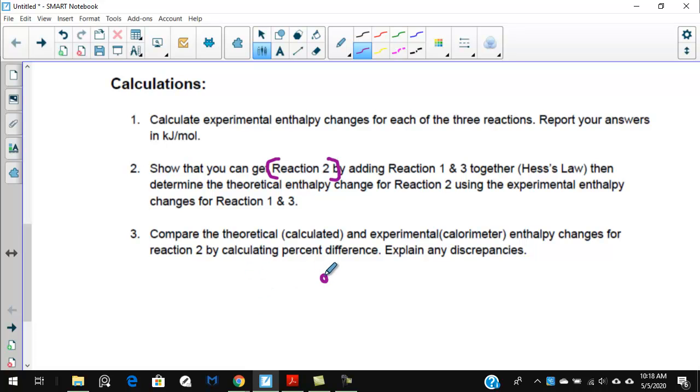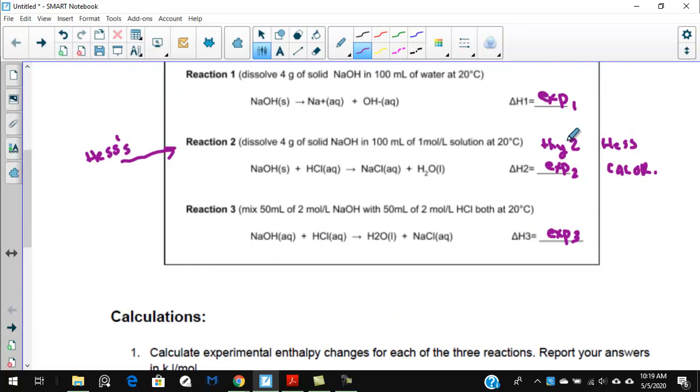So if you remember, percent difference would be equal to the absolute value of the calculated value minus the theoretical value, divided by the theory value, times 100%. And then you'll see how far off these two numbers were.